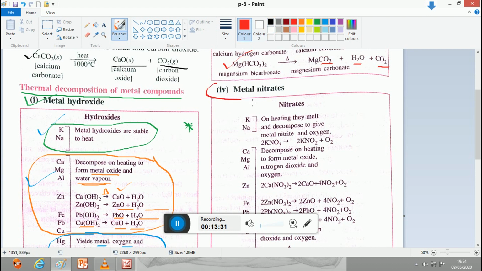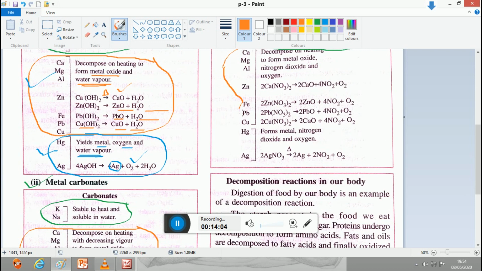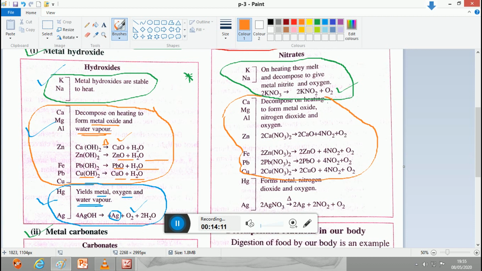Next is the case of metal nitrates. In the same pattern, potassium and sodium nitrates decompose to give their metal nitrites and oxygen. Nitrates decompose to produce nitrite. Calcium, magnesium, aluminium, zinc, iron, lead and copper nitrates on heating produce respective metal oxides, nitrogen dioxide and oxygen. Look at this: for the first group they produce nitrites, and in this case they will produce oxides, oxygen gas and nitrogen dioxide gas.